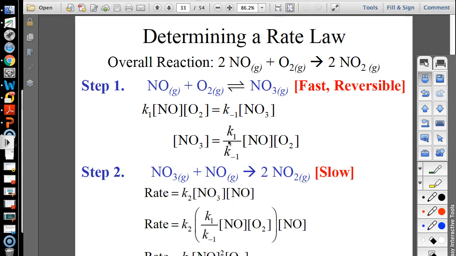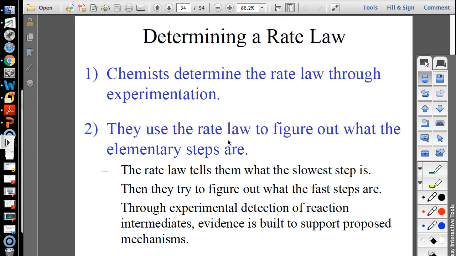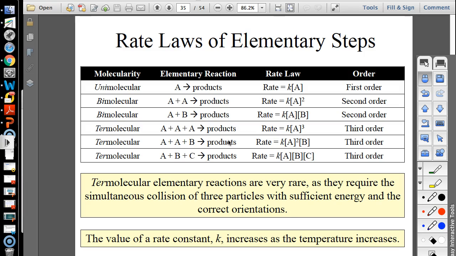Were you following me when I was explaining it? No. Okay, so determine the rate law. It has to be done through experimentation, and through the experimentation, they'll figure out what the elementary steps are, and then the rate law will tell them which one's the slow one. You don't have to know that. Don't let this freak you out. It's not a big deal.